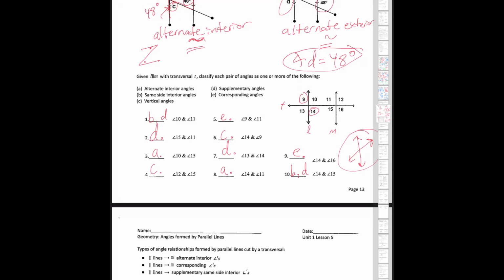Now number 7, we are looking at angles 13 and 14. So 13 and 14, we really haven't seen anything on this above, but we had this earlier. This is a straight line here. 13 and 14 are angles along it. So any angles along a straight line are just supplementary.